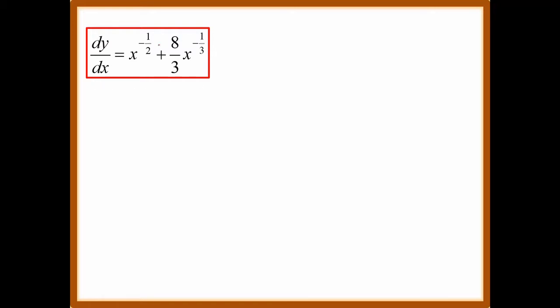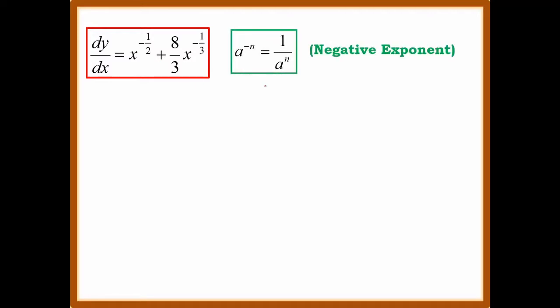So, you have here x raised to negative 1/2 plus 8 over 3 x raised to negative 1/3. The concept of negative exponent is, we have a raised to negative n. What happens is, when we remove the negative exponent, this is a raised to n, and because it was a negative exponent, we take the reciprocal. Let us do it so we can see it better.